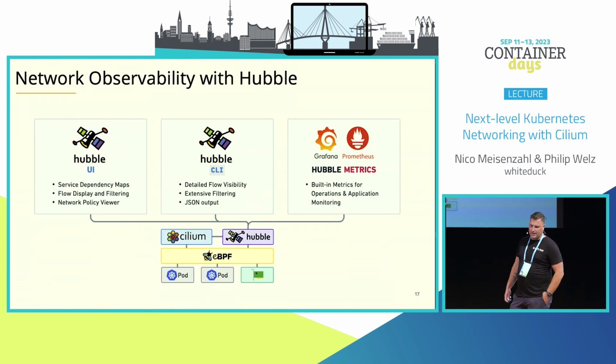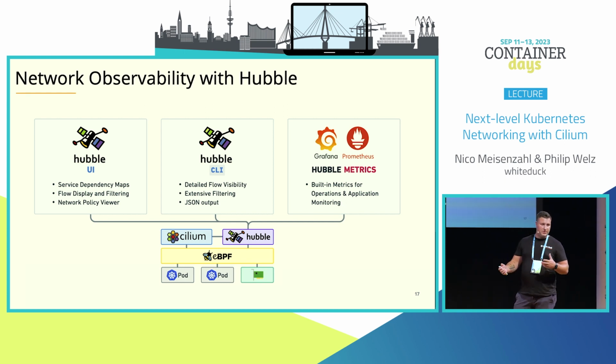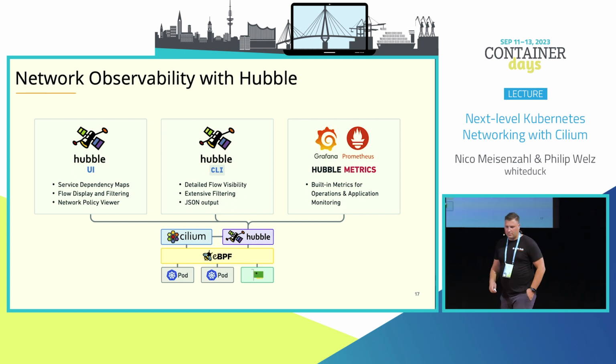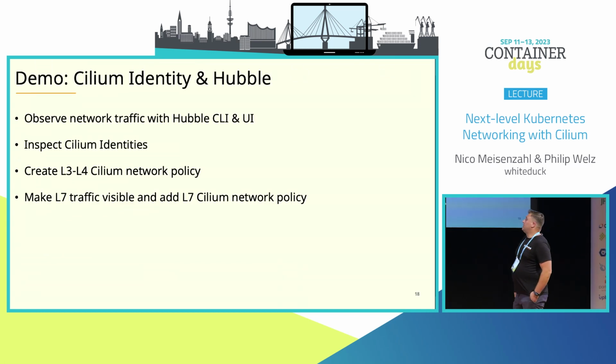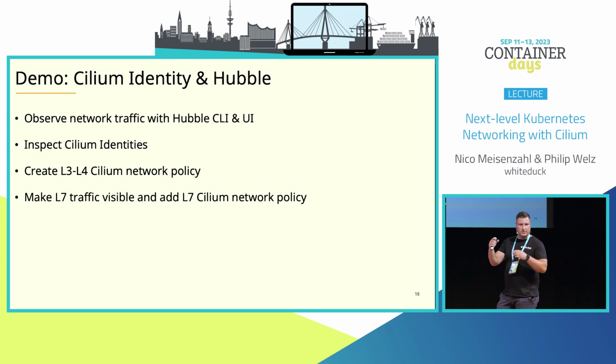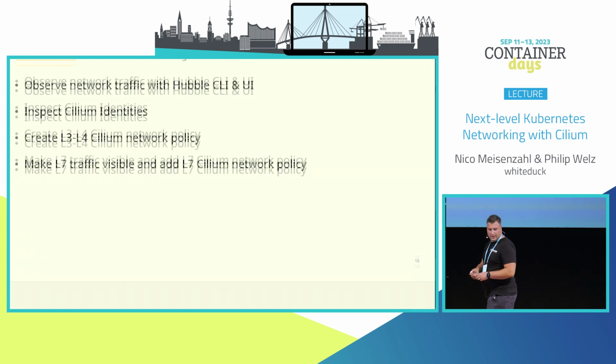Then we have the Hubble UI, or the Hubble CLI and UI, which helps us with observability, so we can make traffic visible. We will show it also, so not much to talk about, but it comes with Cilium. And in the demo, we will apply some network policies, observe network traffic with the CLI and UI, just so that you see it. We will inspect the Cilium identities a little bit, so that you can see what is happening there. We will create layer 3, layer 4 policies, and also a layer 7 policy.